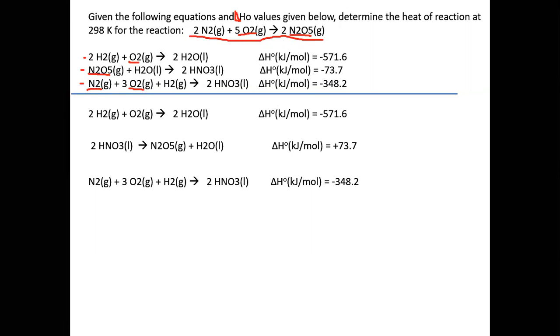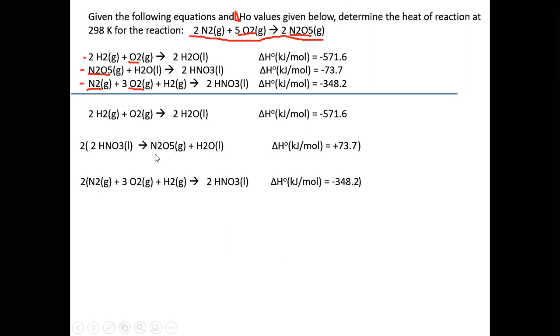Next, we want to look at the coefficients. And so in the equation we want, nitrogen has a coefficient of 2, oxygen has a coefficient of 5, and N2O5 has a coefficient of 2. So what we want to do is change the coefficient of N2O5 into 2 and change the coefficient of N2 into 2. So here we multiply this reaction by 2, including the delta H, and we multiply the third reaction by 2, including the delta H.